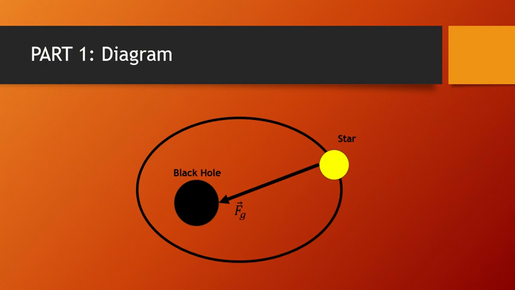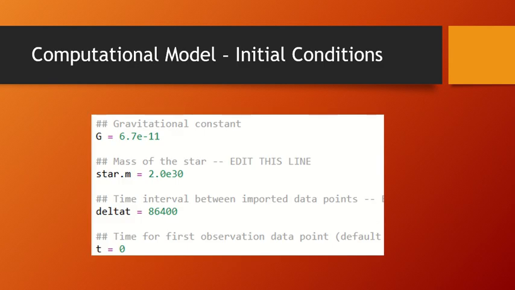This is a diagram of part 1, where the star is orbiting the black hole, which is stationary, and the only force between them is the gravitational force. Here, the system is the star while the surroundings are the black hole and everything else. These are the initial conditions of my computational model, where I had the gravitational constant, the mass of the star, the initial time, and delta t, which is 1 Earth day in seconds.